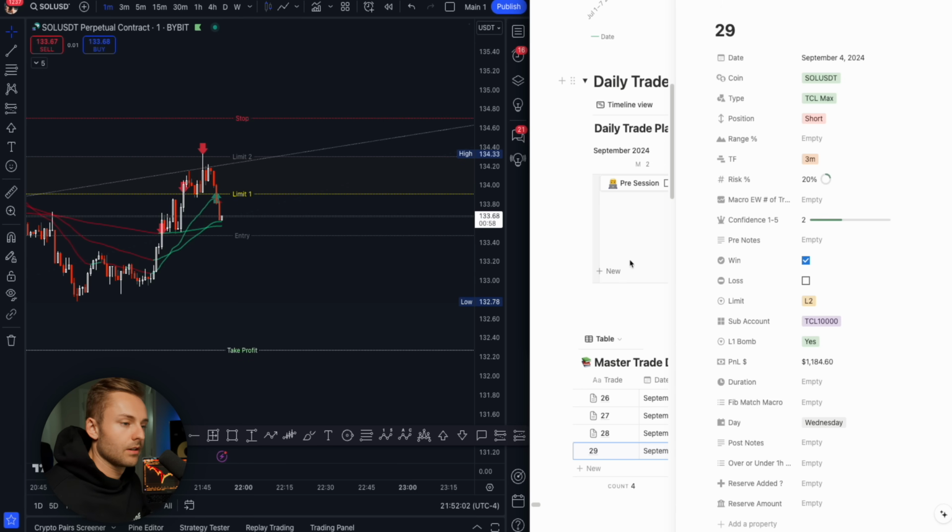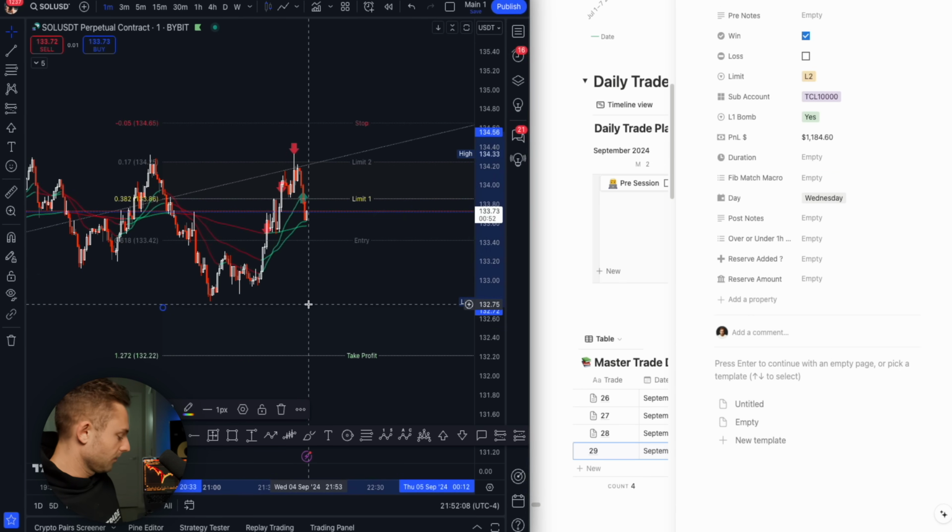Wow, it's moving down like crazy now, huh? All right, take a nice screenshot of this trade.